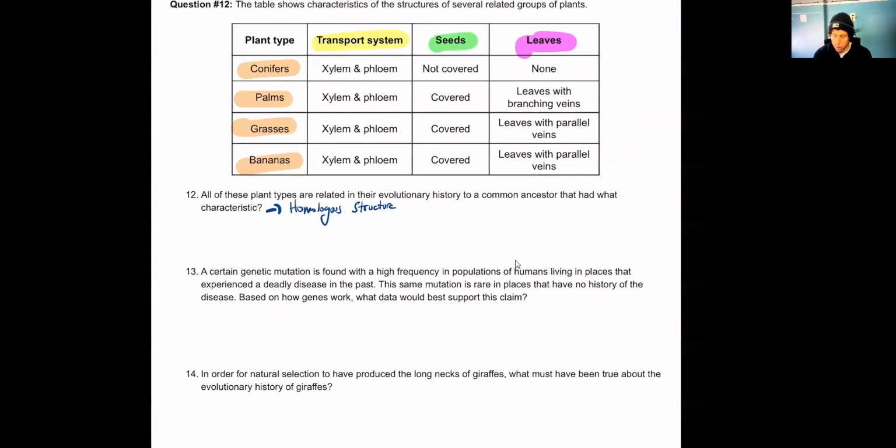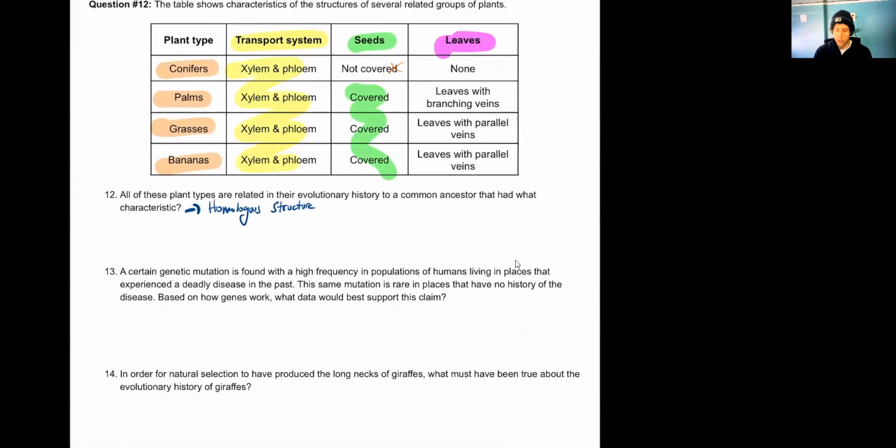All right, so now I'm going to go back through my table here and look at it. The transport system starts. They all have a xylem and a phloem. For the seeds, these three all are covered, but the conifers are not. And for the leaves, we have a couple differences. On the leaves, we can see that some of the plants have no leaves. Some of them have branching veins. That means their veins kind of branch out like this and make little branches. And some of them have parallel veins on their leaves, like that.